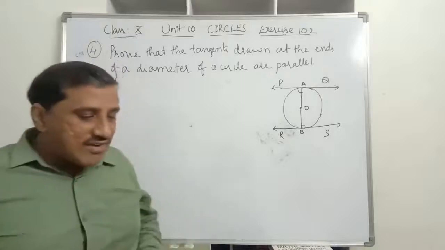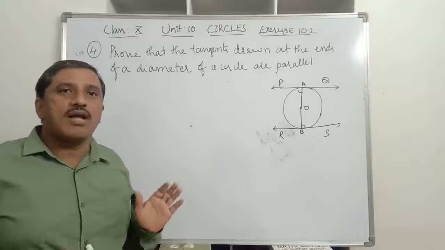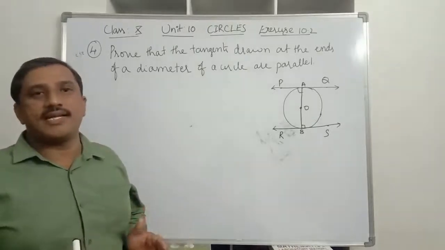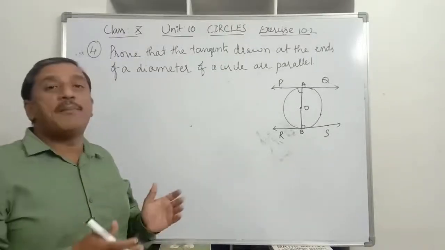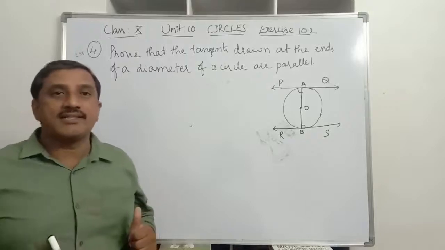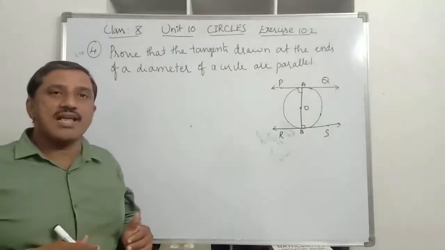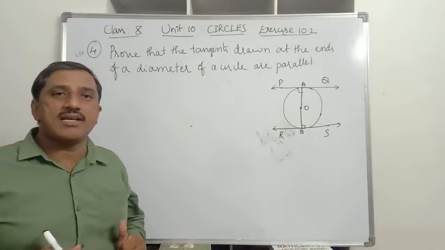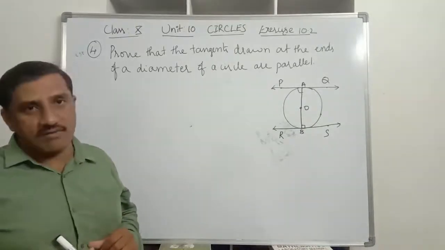In the last class we discussed the number of tangents that can be drawn from a point to a circle at different places: a point inside the circle, outside the circle, and on the circle. We also discussed theorem 10.2, related to the lengths of tangents drawn from an external point. That is, the lengths of the two tangents drawn from an external point to a circle are equal.